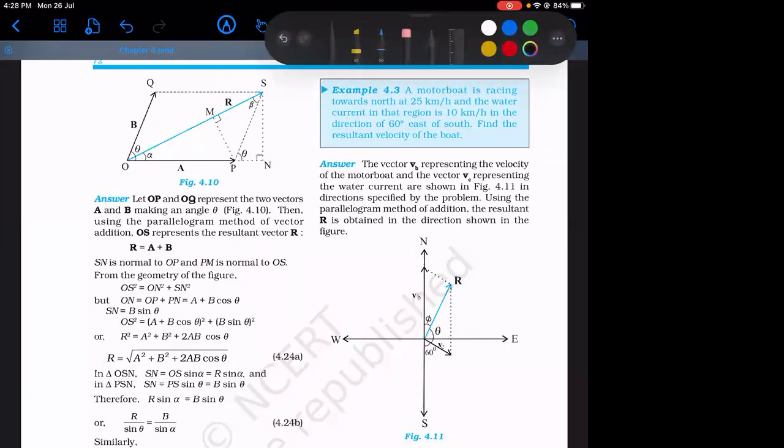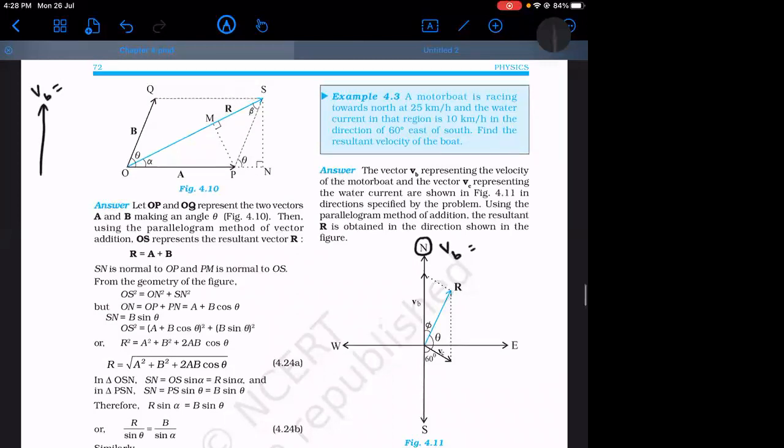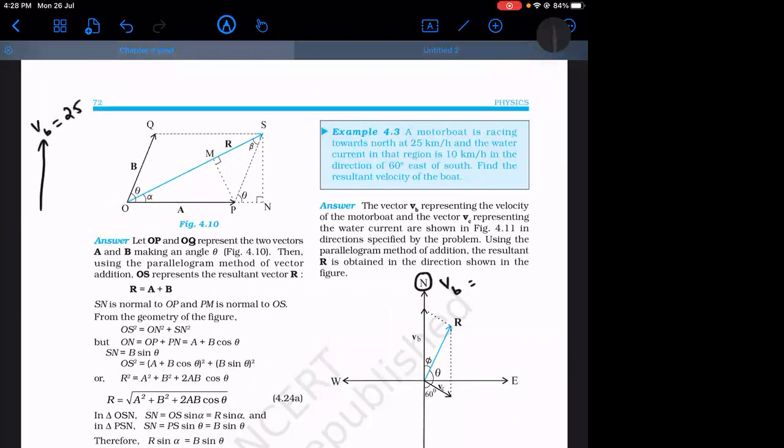So there is a motorboat which is racing in the north direction. So the velocity of the boat is how much? I'll draw a separate diagram here. Velocity of the boat is 25 km/h. And the water current in that region is 10 km/h in the direction 60 degrees east of south. So what do you mean by 60 degrees east of south?